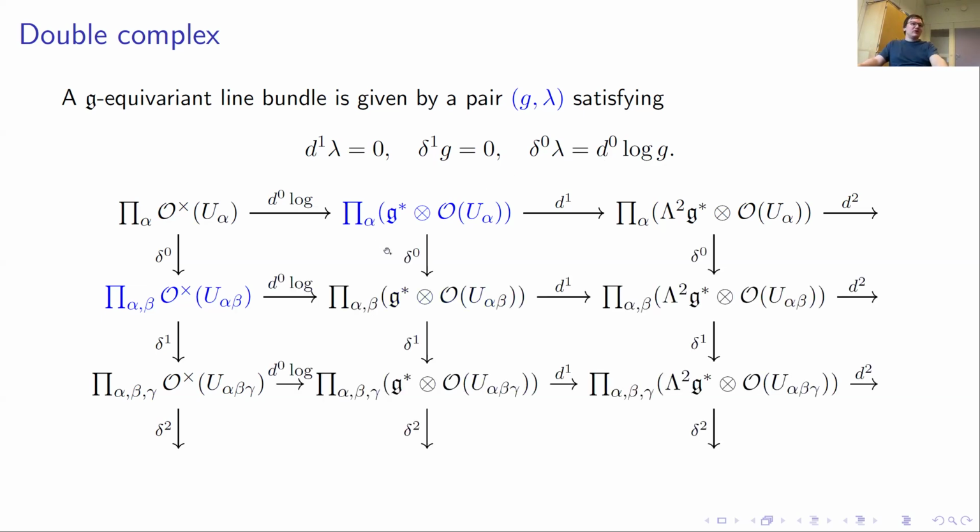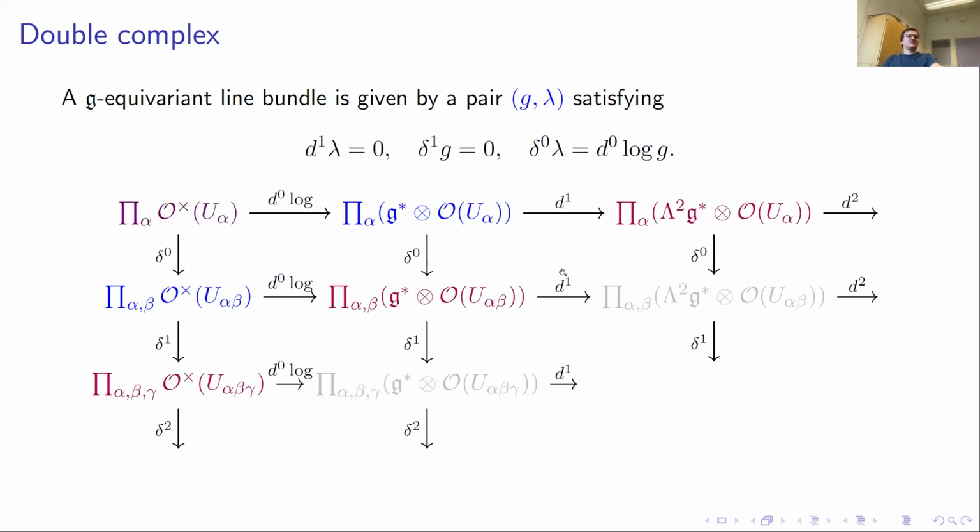What do I mean by this? Basically, we can extend this to a double complex. So we also have a delta_0 here and d_0 log here. We require that when we have a pair, the compatibility condition says that whatever is here should go to the same element here. Right, so that's these conditions.